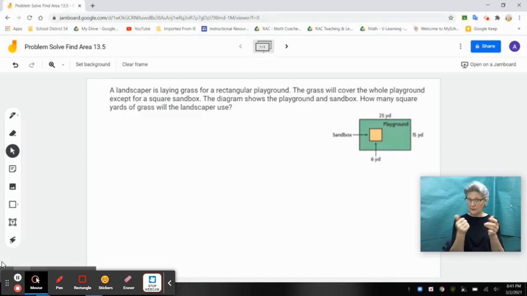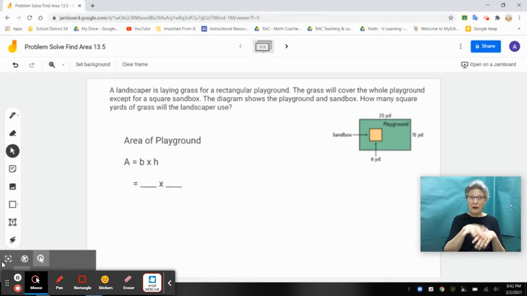Now, with this information, here's our plan. First, we're going to find the area of the playground. Then, we're going to find the area of the sandbox. Once we've found those two areas, we can subtract the area of the sandbox from the area of the playground to find the area that gets grass. Let's get started.